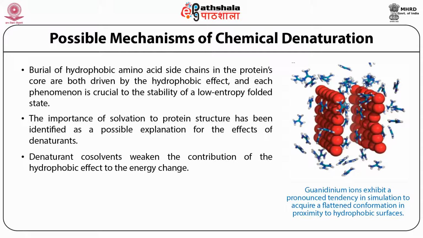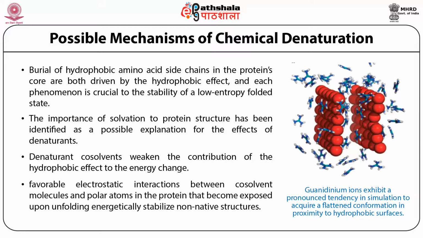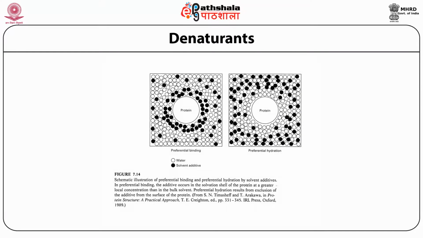Denaturant co-solvent weakens the contribution of the hydrophobic effect to energy change. Favorable electrostatic interactions between co-solvent molecules and the polar atoms in the protein that become exposed upon unfolding are stabilized by the non-native structure. Here you can see the model where the guanidinium ion exhibits a pronounced tendency in the simulation to acquire a flattened conformation in the proximity of the hydrophobic surface. Here we show how the denaturants bind to the protein and how the co-solvent decides the denaturation of the protein.